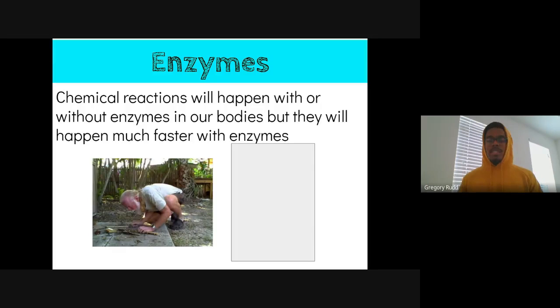If we had to wait 2 days for the sugars that we eat to be converted to usable energy, we would never be able to do anything. But the enzymes in our bodies and in your stomach and in your intestines, those enzymes allow us to absorb that energy and use it much faster.